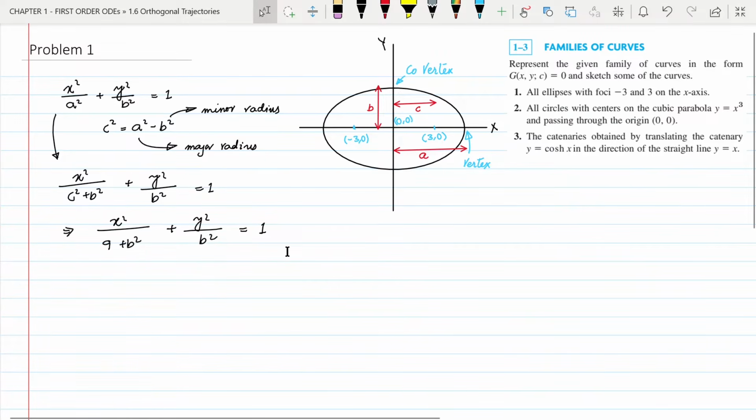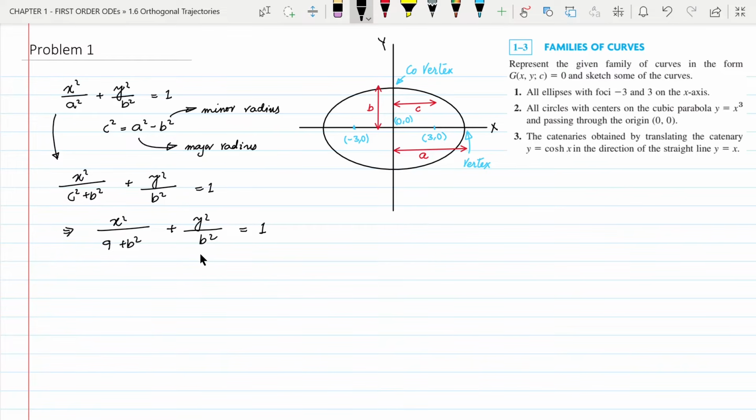So this is already similar to the form g(x, y, c) equal to 0, which is a one parameter equation, and this represents a family of ellipses with center at origin and foci at minus 3 and 3 on the x-axis. With change in the variable b, we can obtain a family of those ellipses.